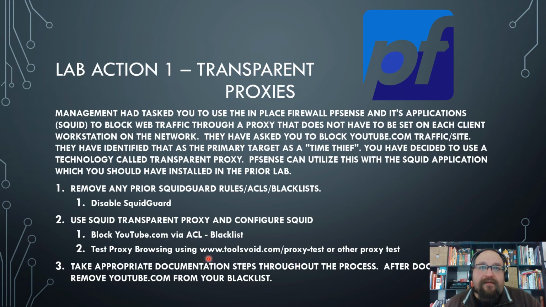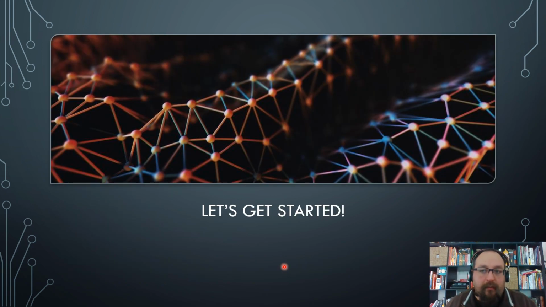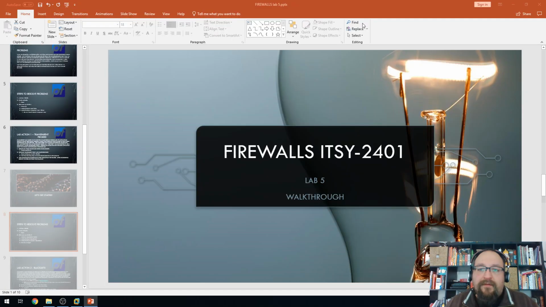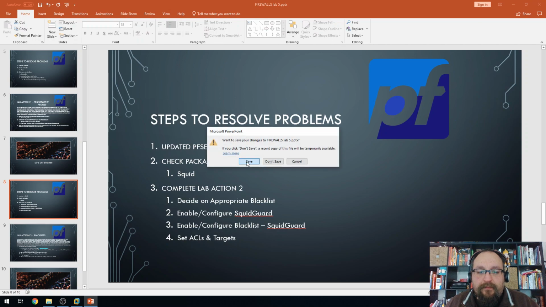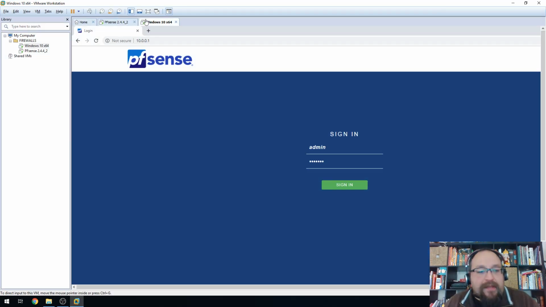And then we're going to test our proxies through a proxy tester called toolsvoid.com proxy test. There are others out there, but I chose this one because it doesn't give you the IP address of your local machine or your host machine. So we can make a test and not expose ourselves in our labs when we take our documentation steps and prove that we've done these steps with screenshots and various other things. So let's get started on part 1 of the lab. That's for action 2, which we're not going to do just yet. We'll do that in another video, to keep this one a little shorter.